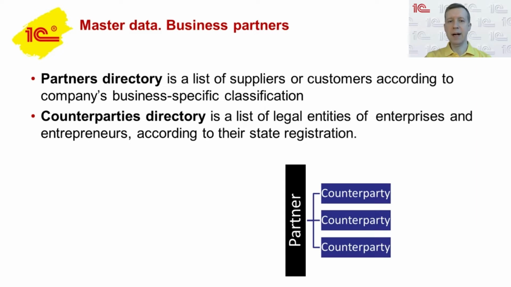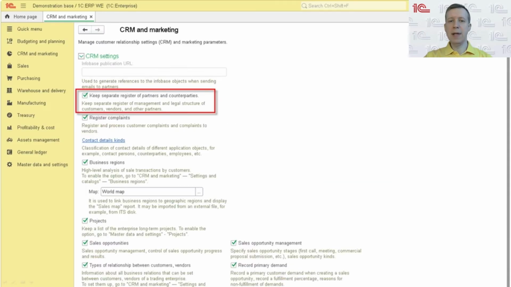For example, if our partner incorporates several divisions, each of which is legally registered as a separate enterprise, then we can make only one entity in the partner directory and several entities in the counterparties directory. This option can be enabled in the CRM and marketing settings panel in menu, master data and settings. You can see this panel on the screen.